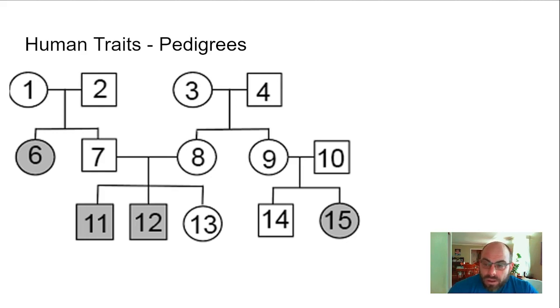So anyway, you can track that just by using that kind of basic Punnett square. Usually just a monohybrid cross will allow you to be able to track that.